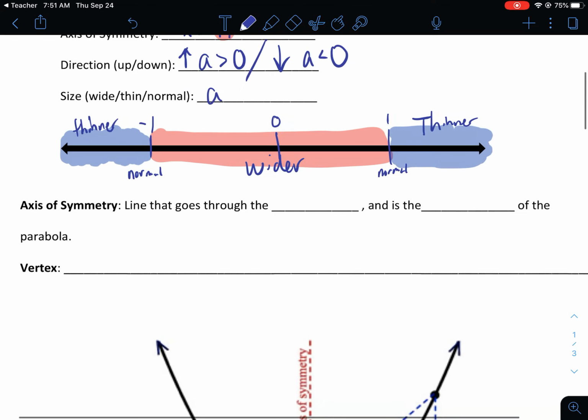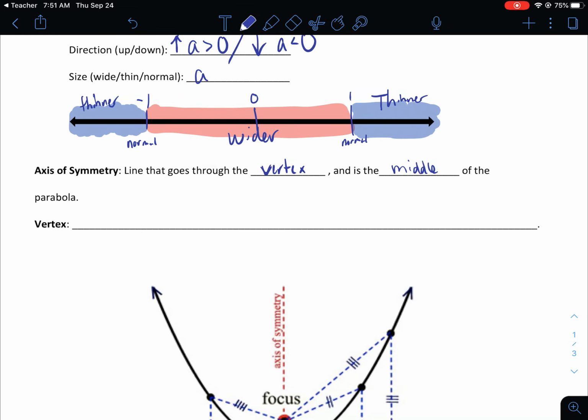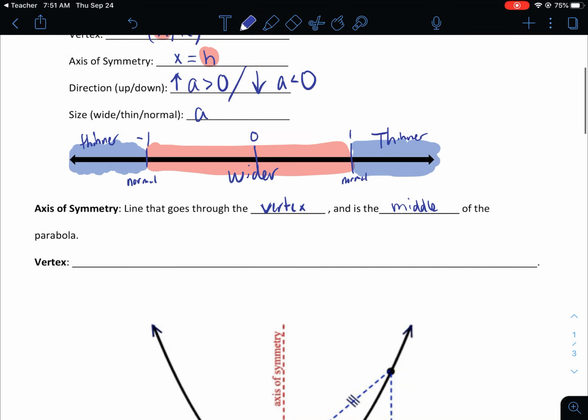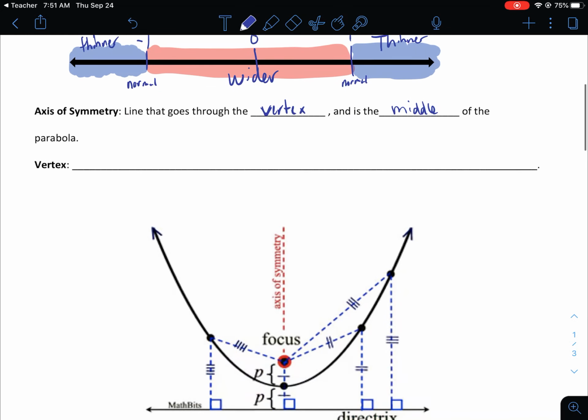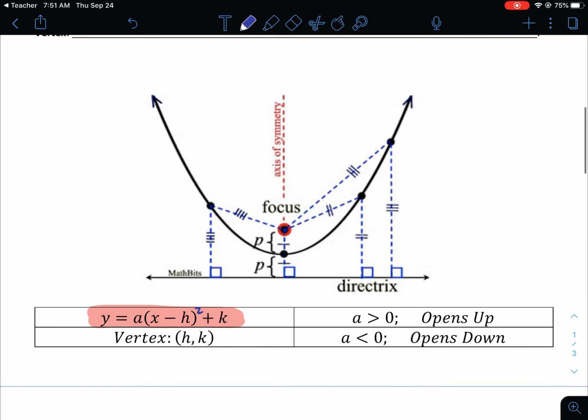So again, the axis of symmetry is a line that goes through the vertex and is the middle of the parabola. Now, vertex, we already talked about vertex up there. I'm not going to write anything there. But everything you need to know really is right here. I've already sort of summed it up for you right here.